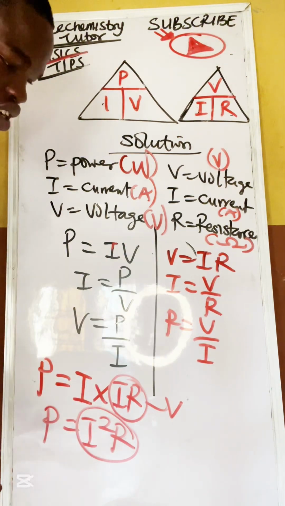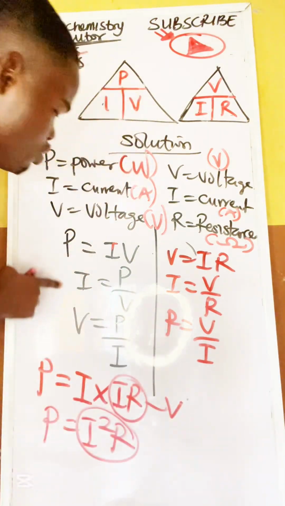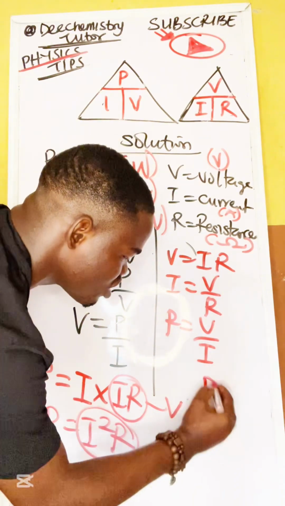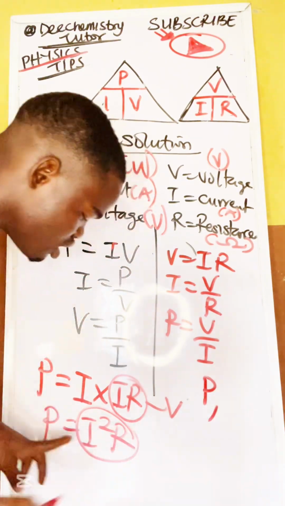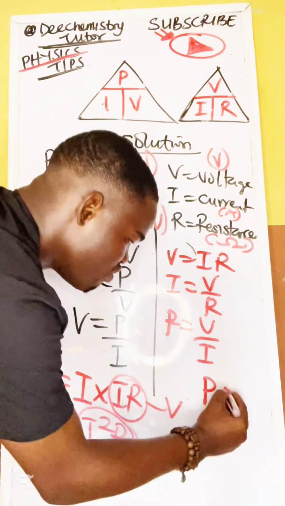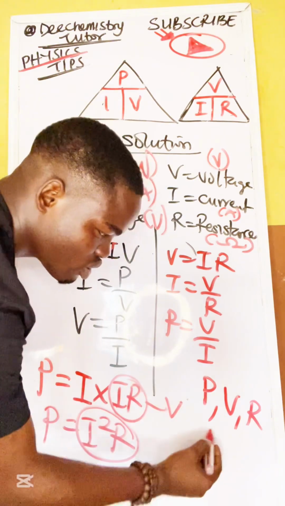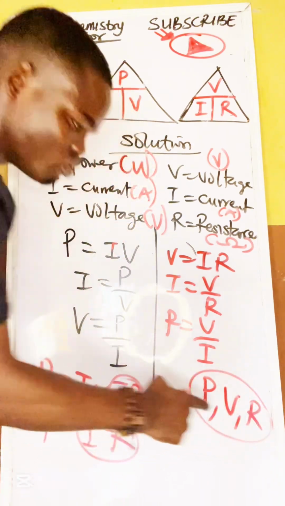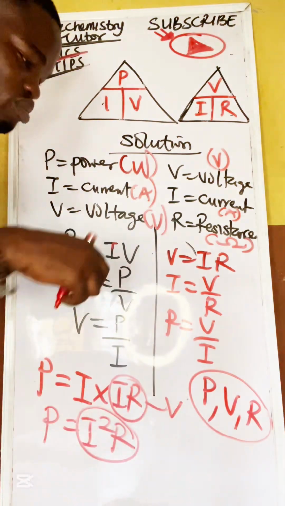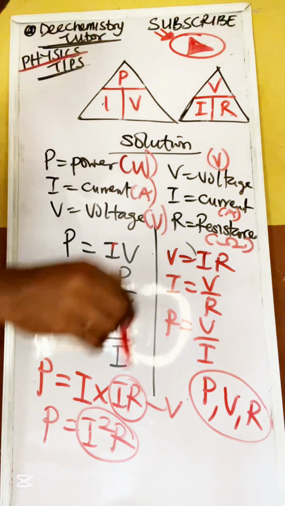So I want you, in the comment section now, to find the relationship between P, V, and R. This is P, I, and R now. So find when voltage will be there. You understand? I know it's very easy now. Just find it and tell me P in terms of voltage and resistance. Drop it in the comment section.